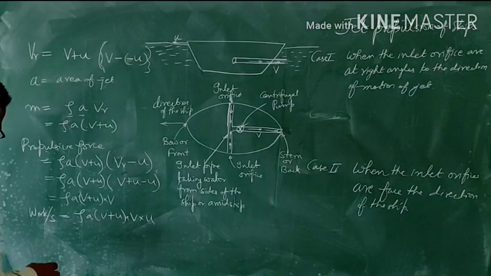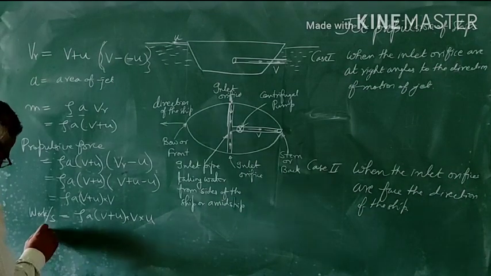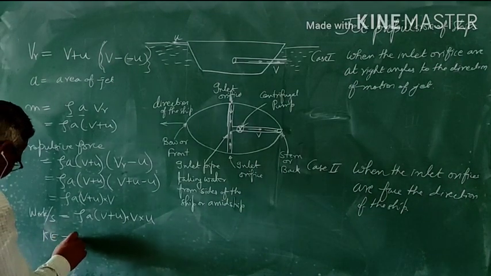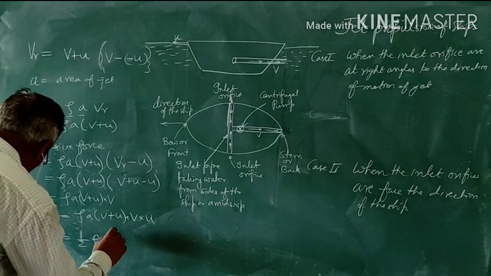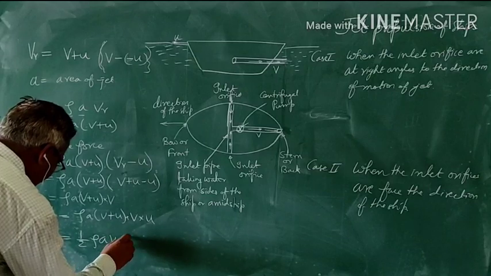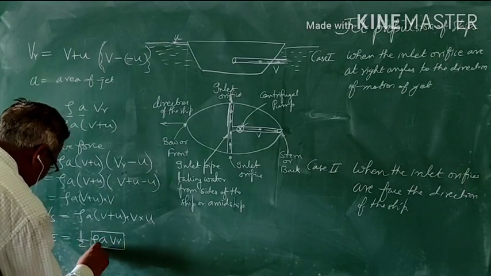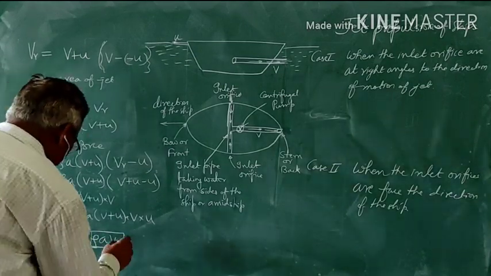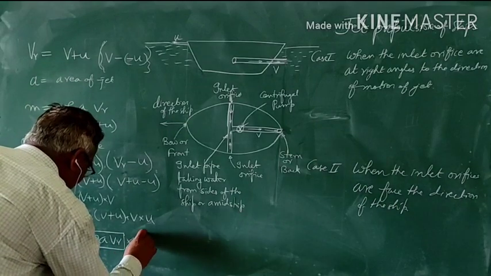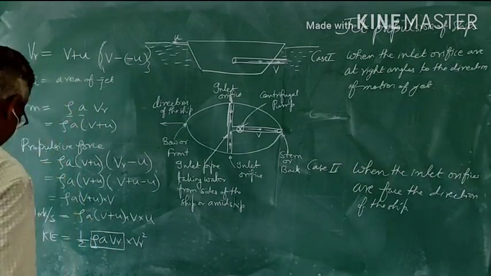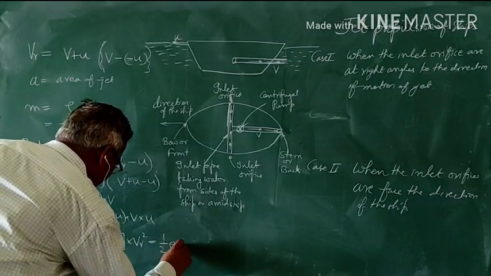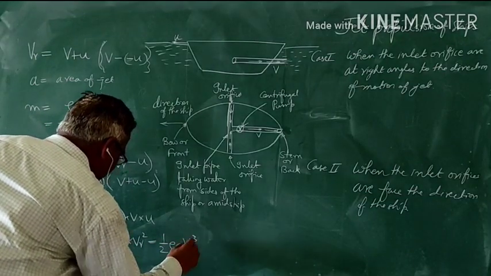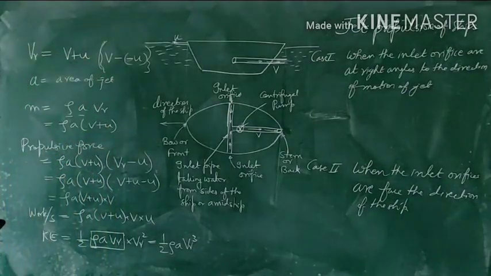So the kinetic energy which we are supplying to the jet is equal to 1 by 2 rho A VR, that is the mass flow rate, into V square, so it is VR square. So it becomes 1 by 2 rho A VR cube. This much kinetic energy we are supplying to the jet.